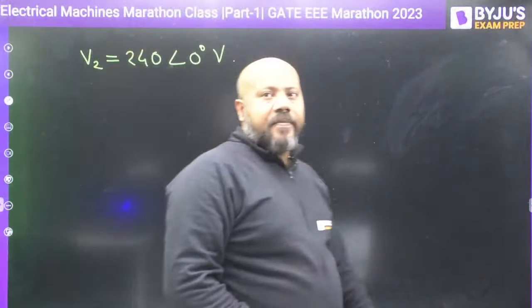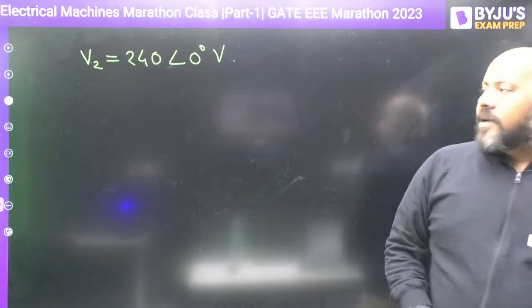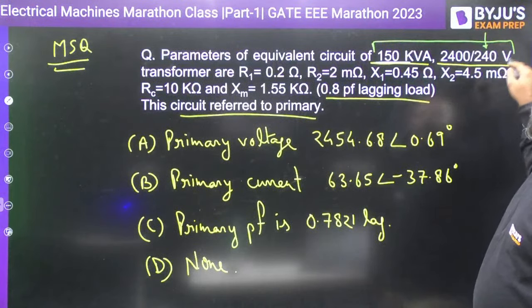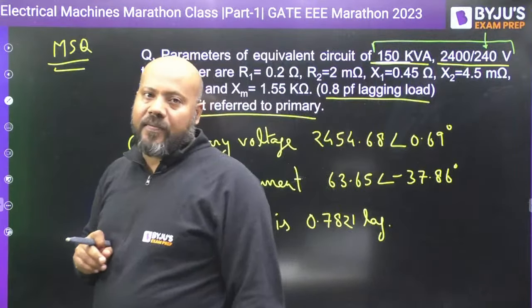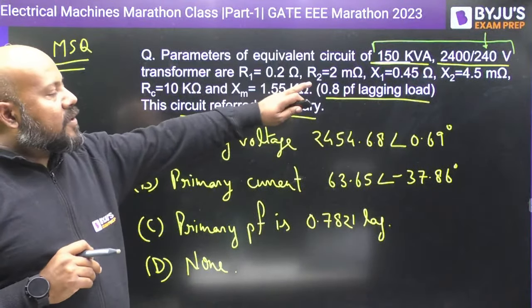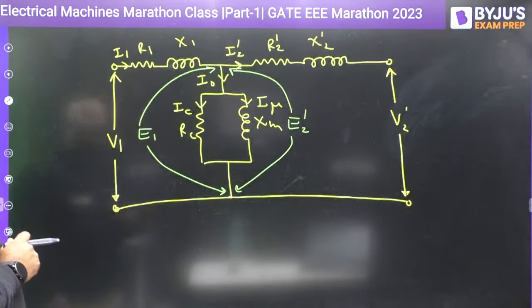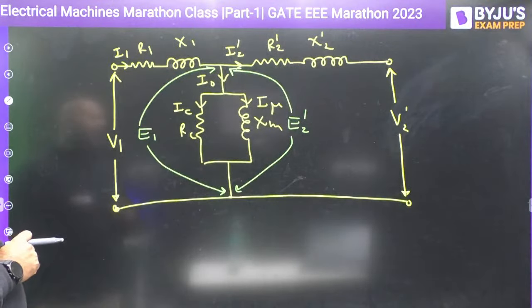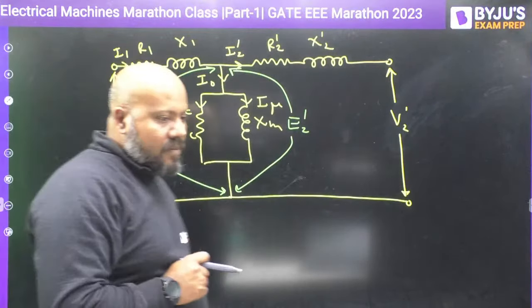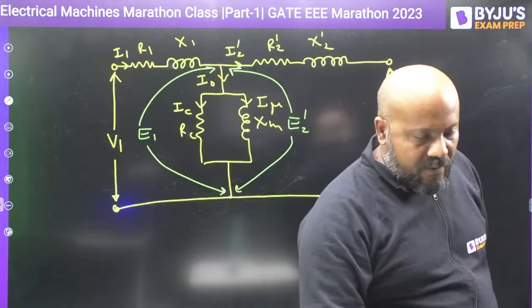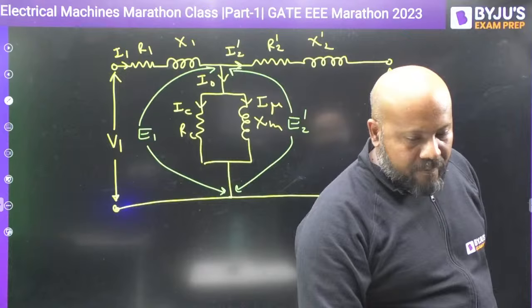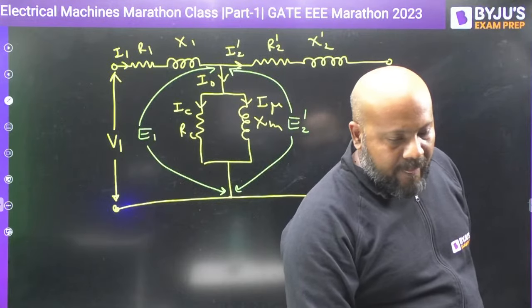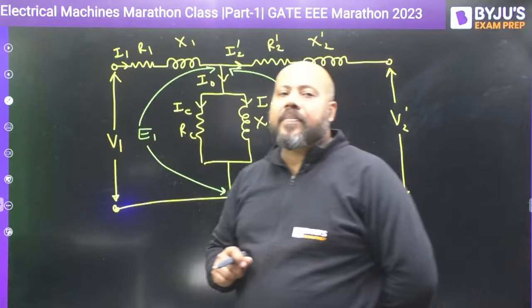Very, very important thing. A lot of people get confused in this. Even though we are taking the transformation ratio as 2400/240, we are not taking it as E1 and E2. We are taking it as 240 volts as V2. Okay? Are you getting that? Just tell me yes or no. Is it clear, everybody?